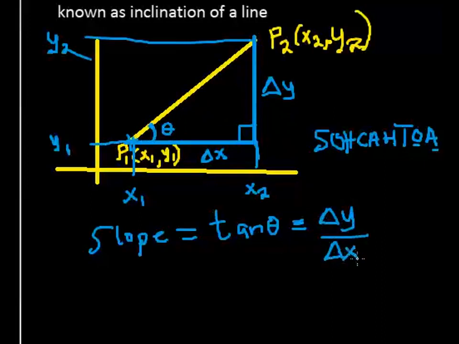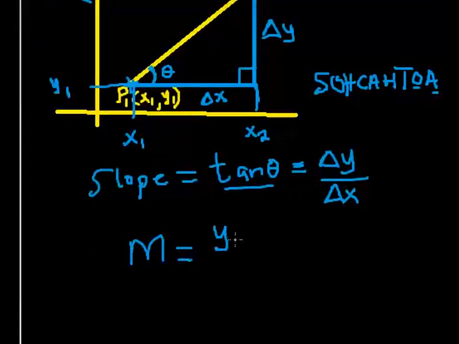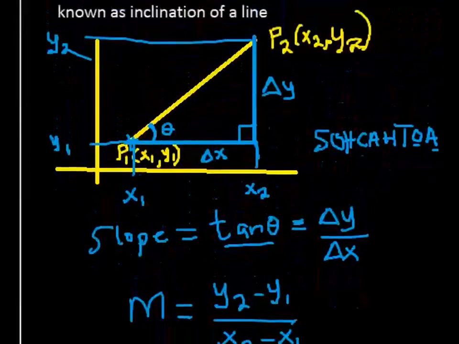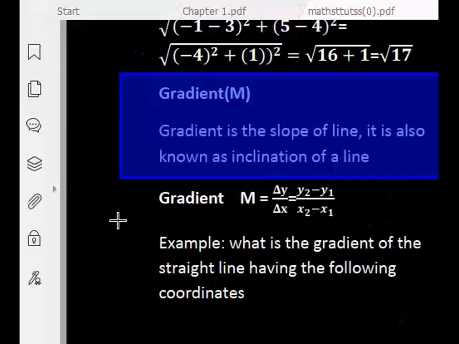So slope, being equal to tan theta, is equal to change in y over change in x. This is the symbol for change in y, and the increment in y is always y2 minus y1, divided by x2 minus x1. So that handles our problem. This is the formula for slope or gradient, so please take note of that. Let's see some questions and do justice to them.